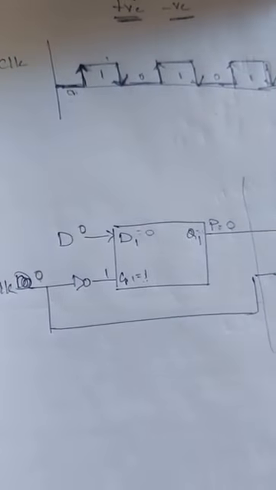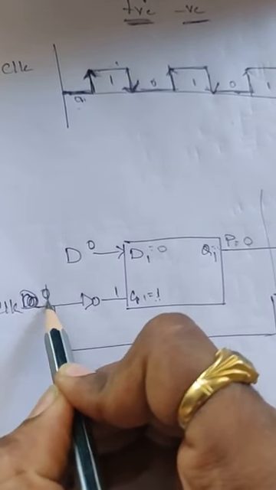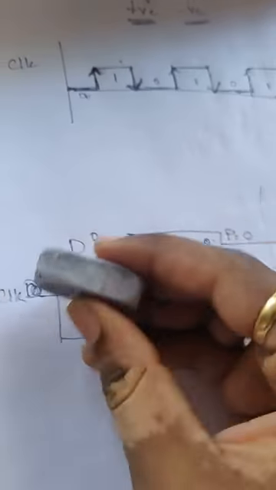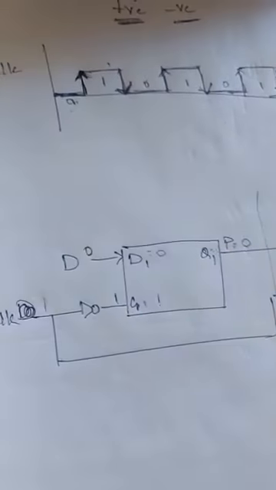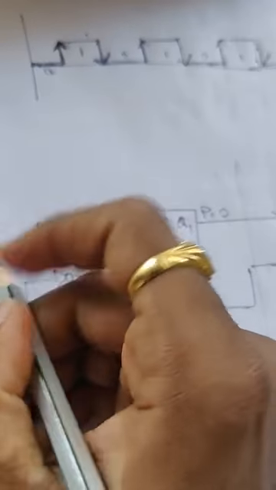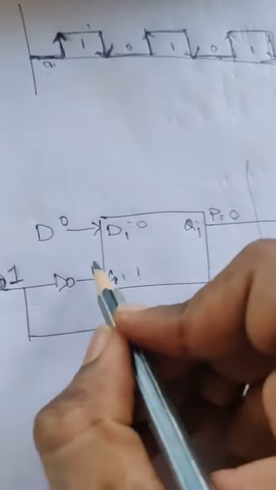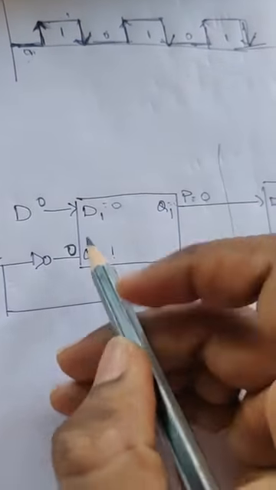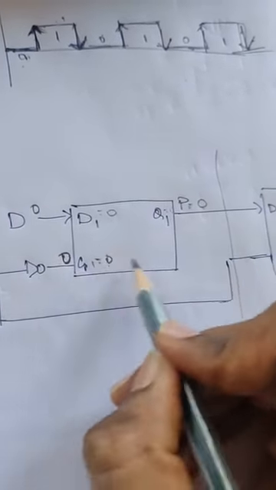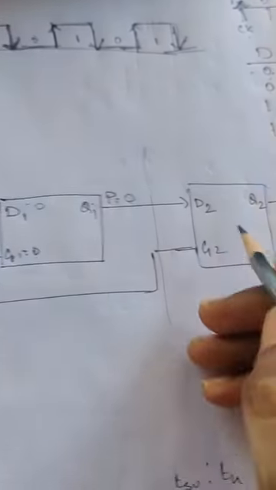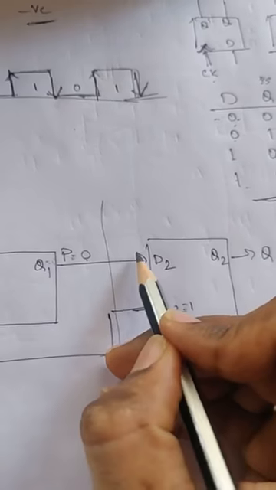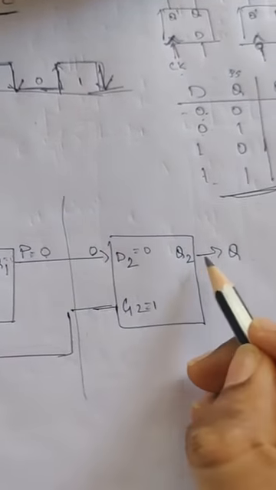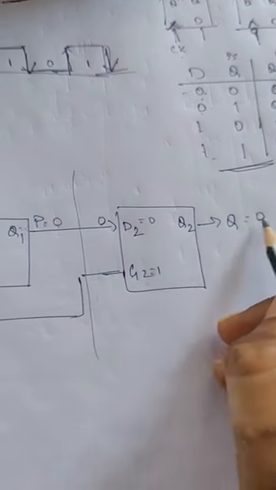Now after this, the clock will change to 1. If the clock is 1, what will this be? This will be 0. If this is 0, this will get deactive. If this 1 comes here, this will get active, so it will accept the input. What is the value of P? 0, right? D2 is 0. Q will be 0.